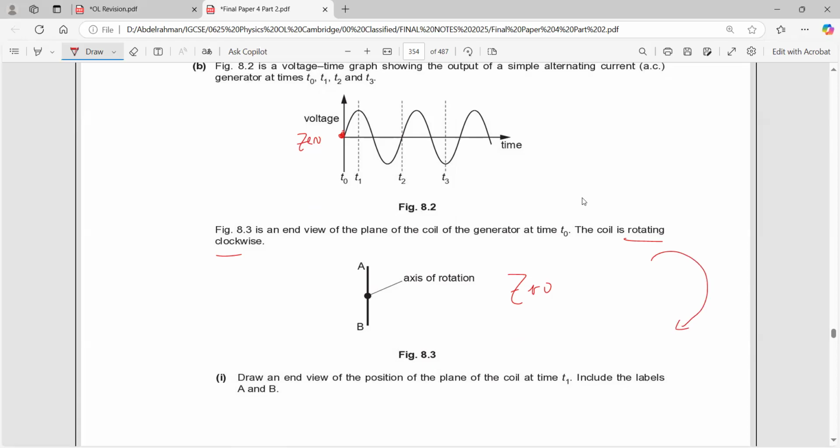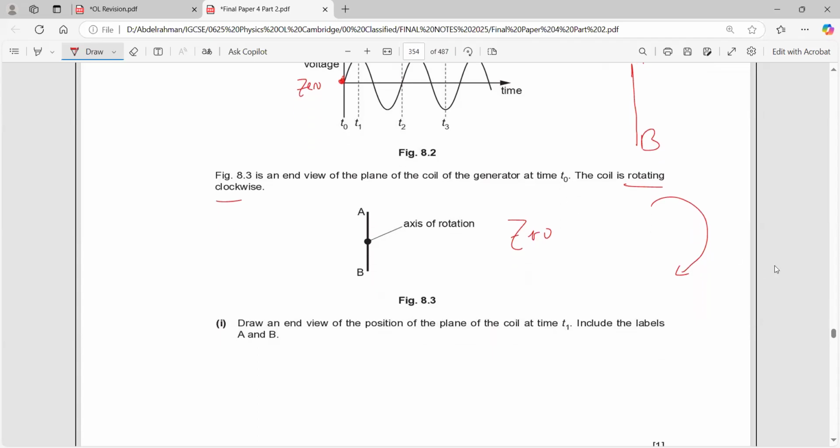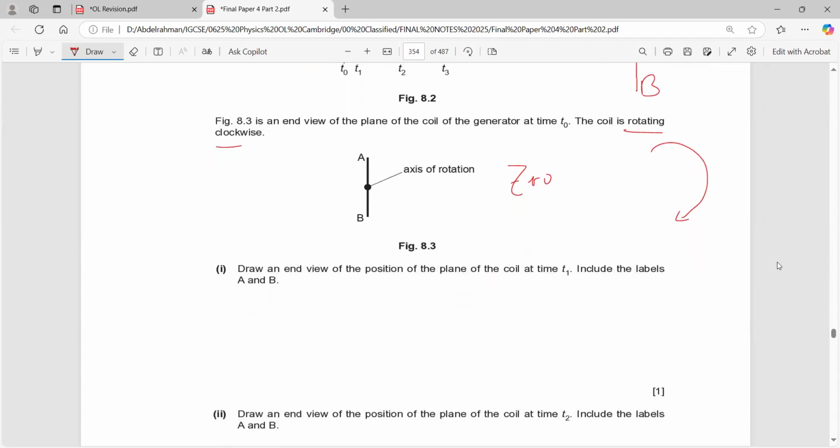When will this coil complete a full rotation? When it goes back to this same position, A and B. This means that it has completed a full rotation, 360 degrees. This is a complete rotation when it goes back to A and B. This is actually more of a math question than a physics question.